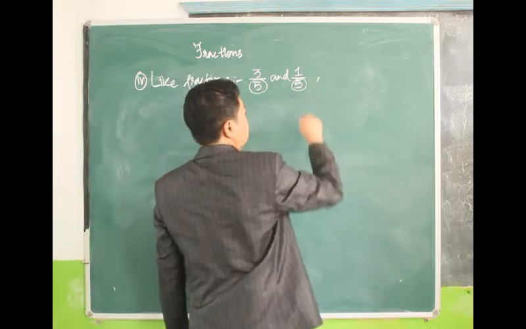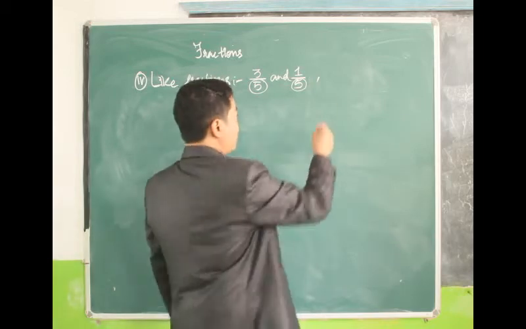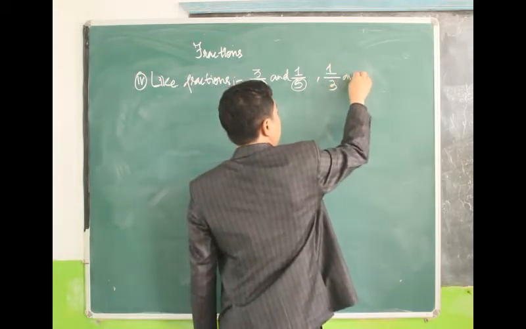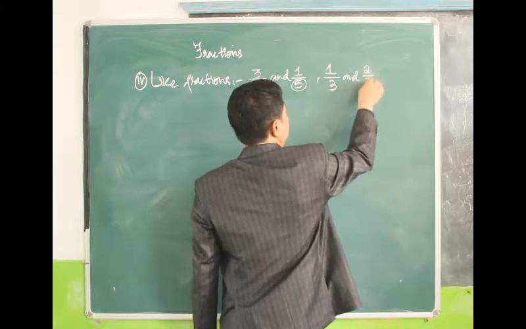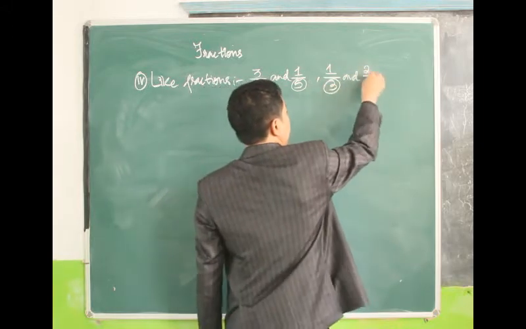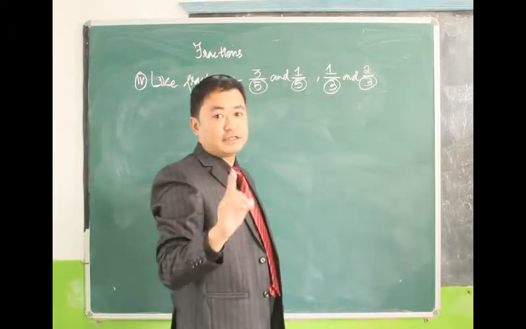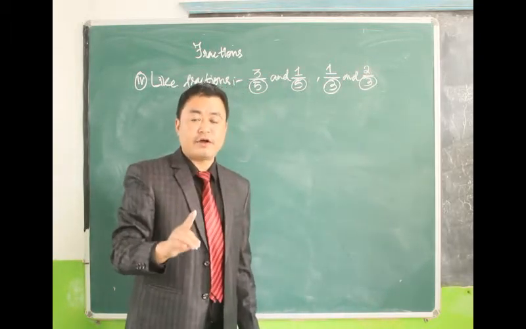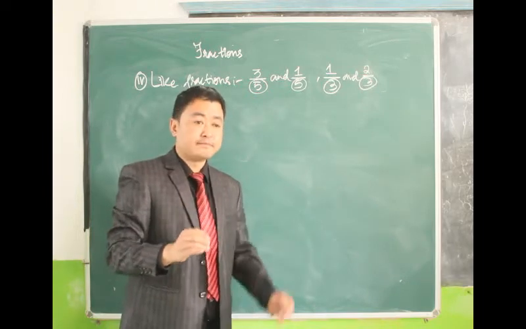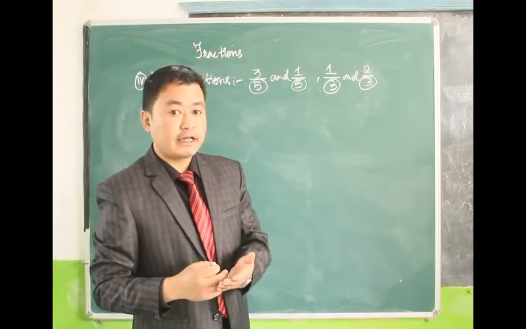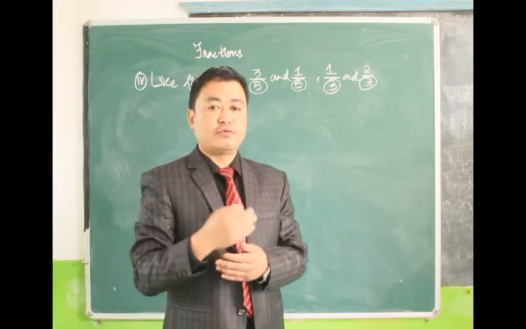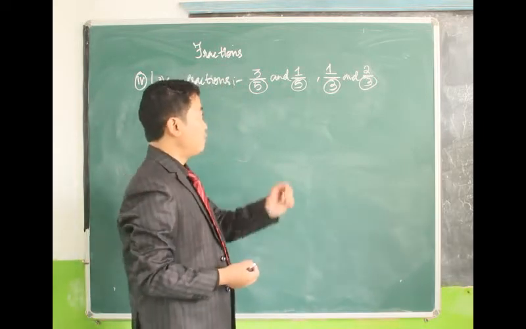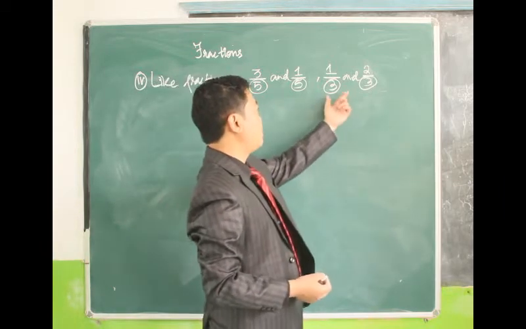Let's give one more example. One example can be written as 1 divided by 3, and another one can be written as 2 divided by 3. For like fractions, the denominator has to be the same. Remember that, the denominator, not the numerator. I will tell you more about like fractions and unlike fractions, and what happens with the calculations, when we deal with calculations under fractions.